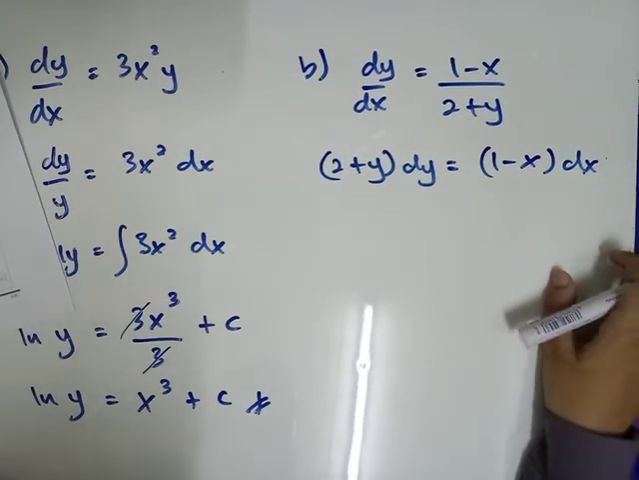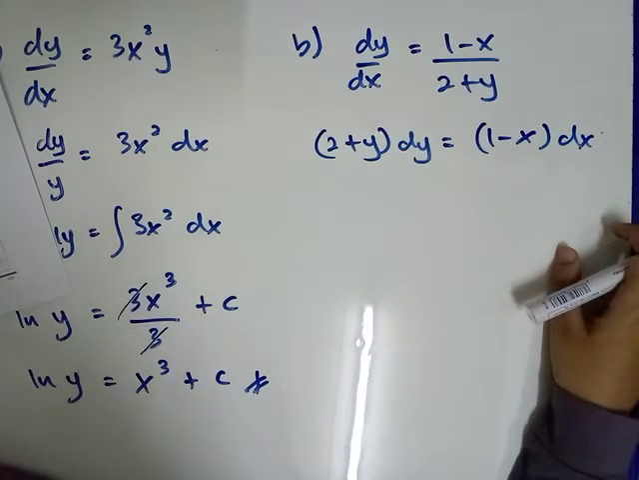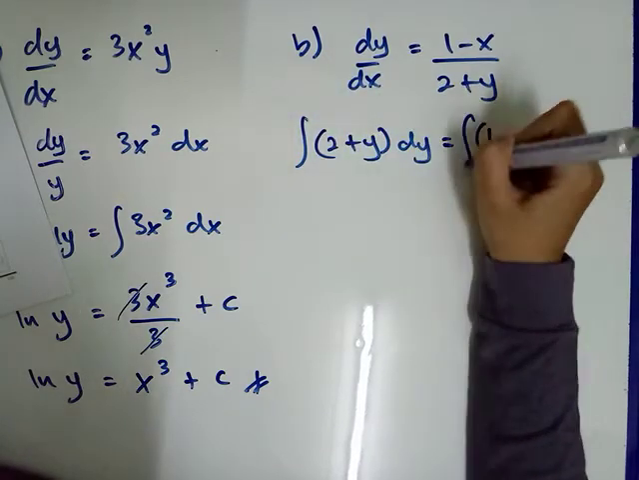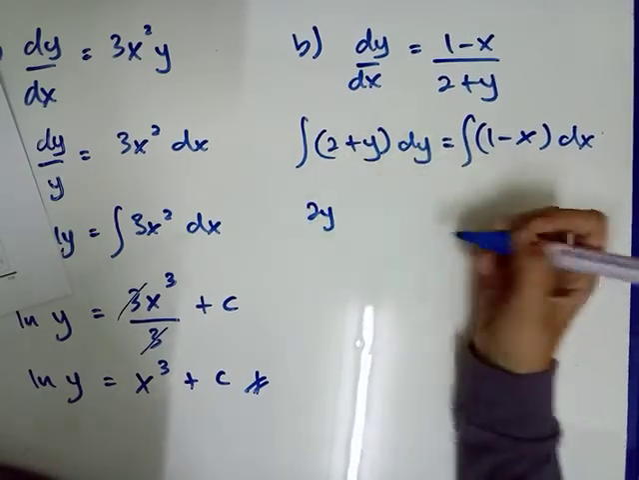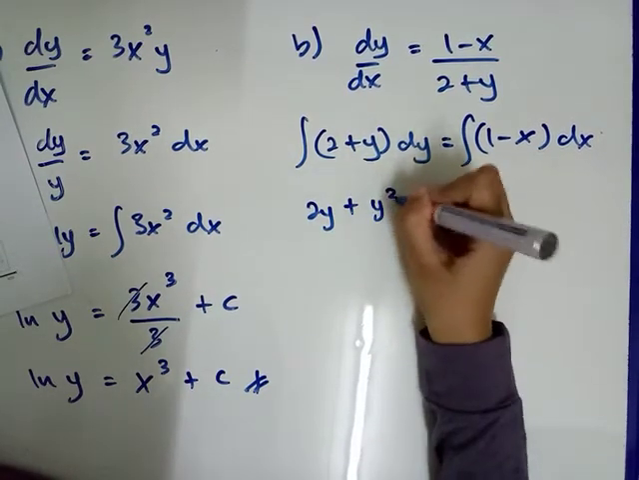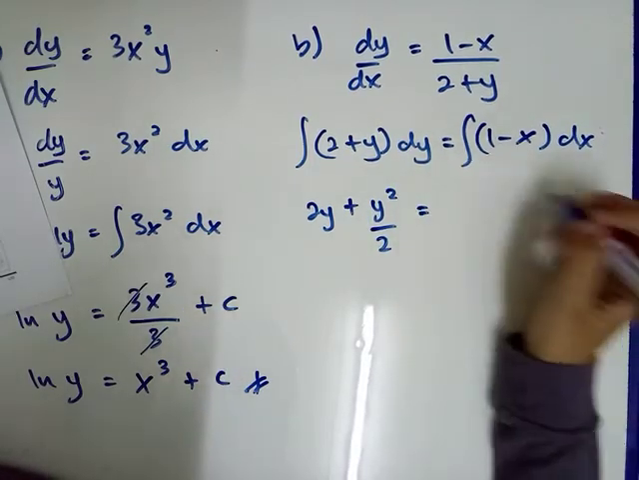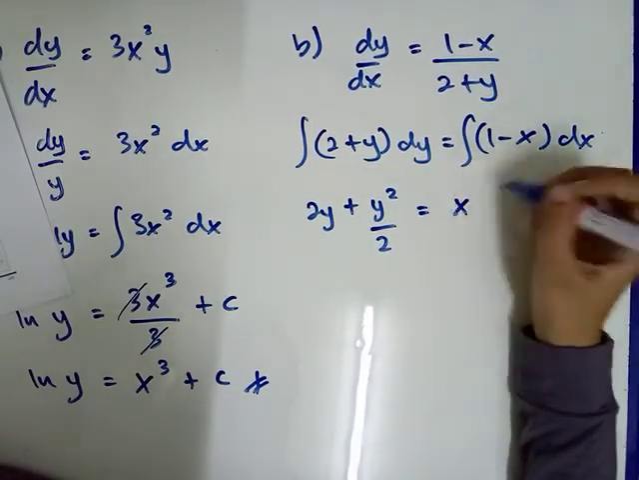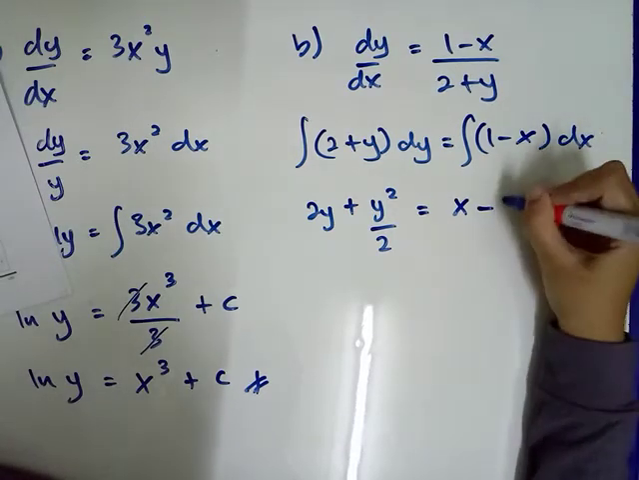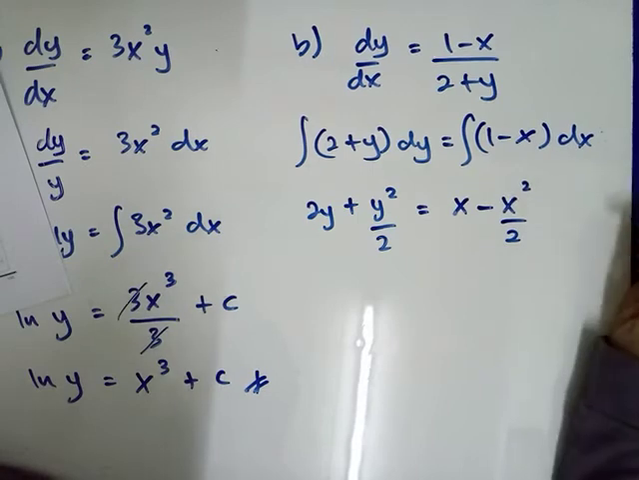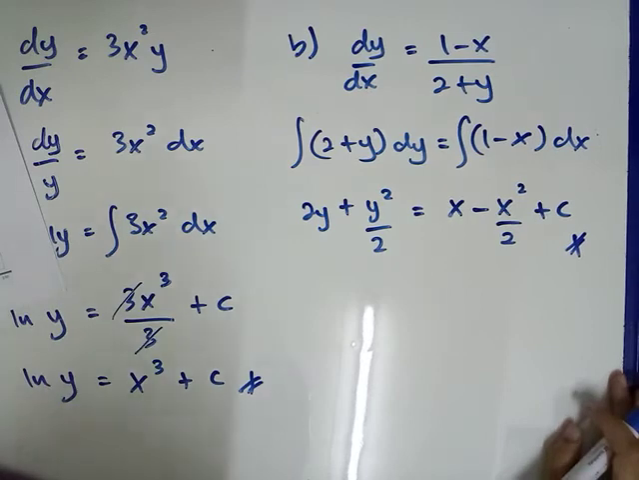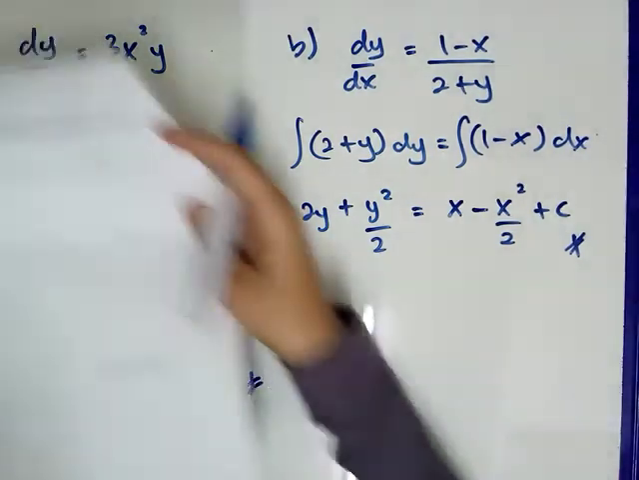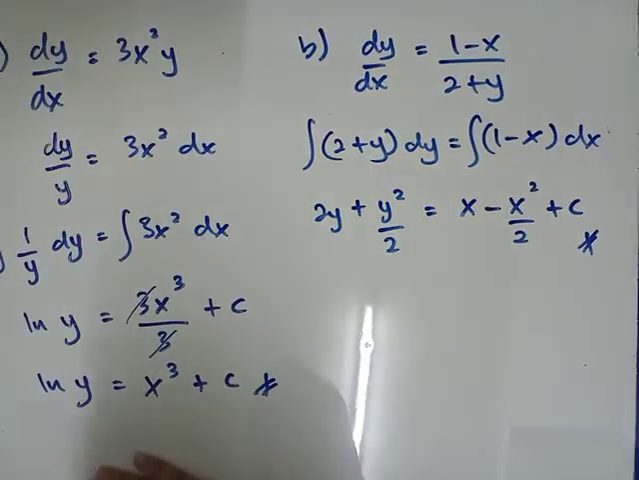And then integrate both sides. So 2 plus y, integrate 2, we get 2y. Integrate y, we get y squared over 2. It is equal, integrate 1, we get x, minus, integrate x, we get x power 2 divided by 2, plus c. So this is the answer. You faham now? Then you can try C. Question C, you can try do on your own.